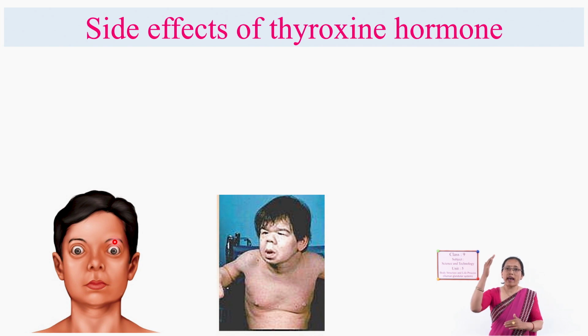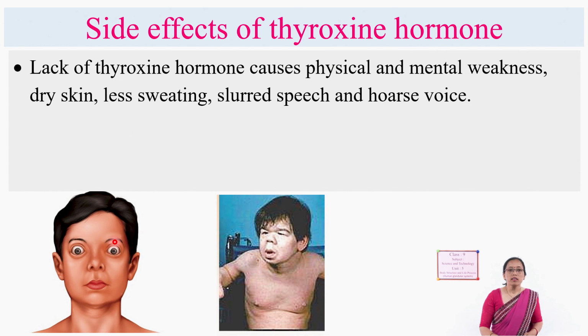That means if it is in excess amount or in low amount, what happens? If there is lack of thyroxine hormone, what does it cause? Physical and mental weakness. That means the physical and mental growth will be slowed down. The skin becomes very dry, and the person does not get sweat, less sweating. While speaking also, the tongue slurs.